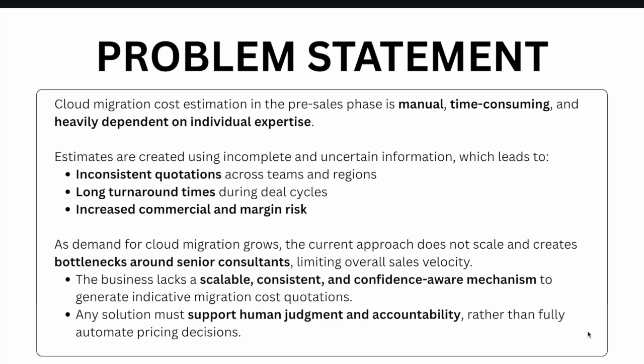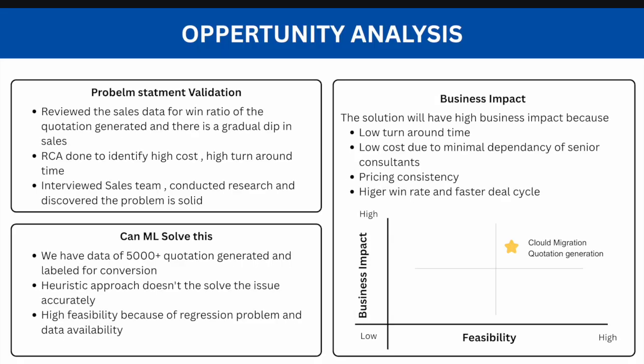When we reviewed the sales data for the win ratio of the quotations generated, we identified there is a gradual dip in the sales. We did a root cause analysis and identified that we have high cost and high turnaround time with our quotations. That's why the sales are dipping gradually over time. We interviewed the sales team and conducted research and discovered that the problem really exists: we have a high turnaround time, the conversion is less and the win rate is also less.